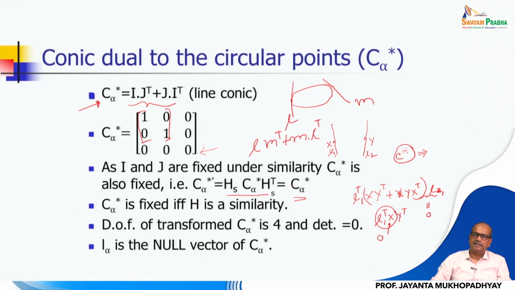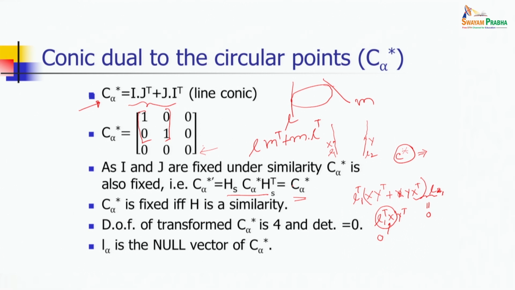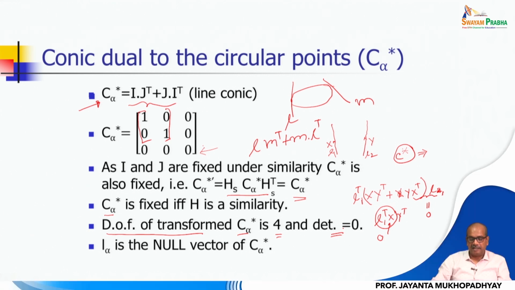So, first let us try to understand how the angles are measured and how the dual conic at infinity plays an important role in relating the angles from one space to the transformed space. Now, before that, a few features of the dual conic at infinity you should note: the degree of freedom of the transformed dual conic is 4 and its determinant is 0. This is because the similarity transformation has the degree of freedom 4. So, if I apply a similarity transformation with degree of freedom 4, similarly the transformed dual conic has degree of freedom 4, and we know that its determinant is 0.